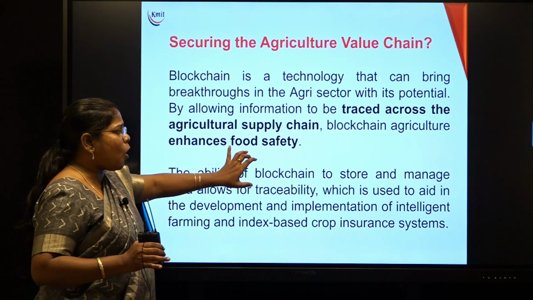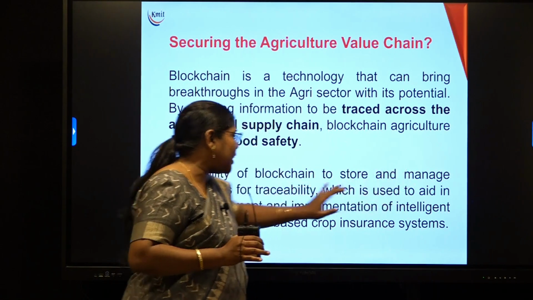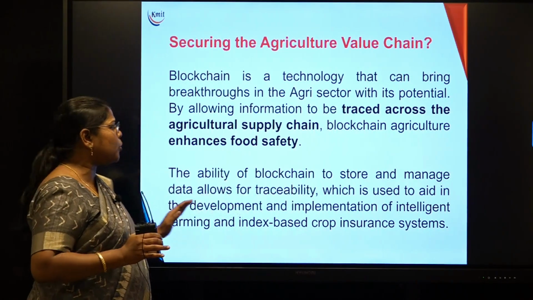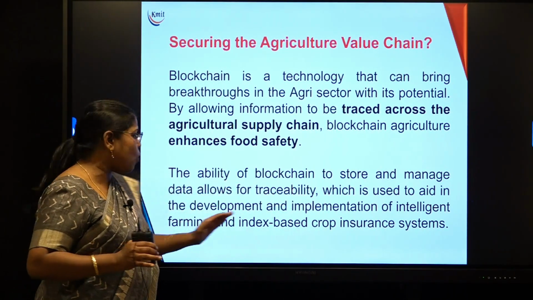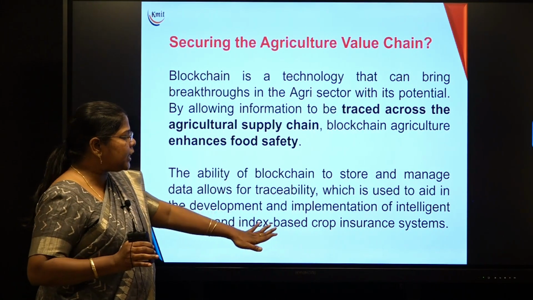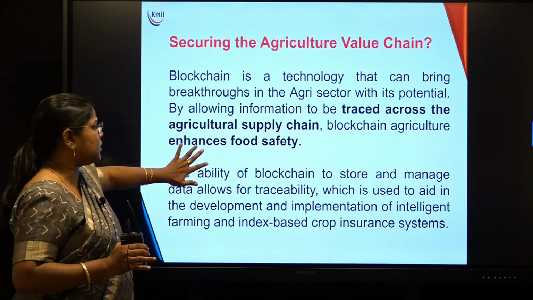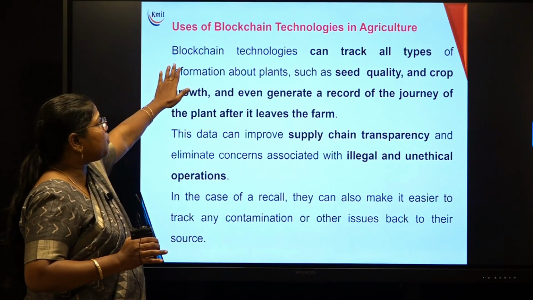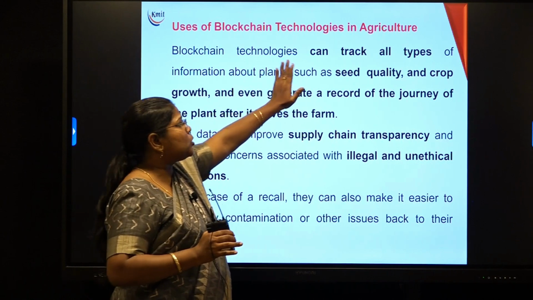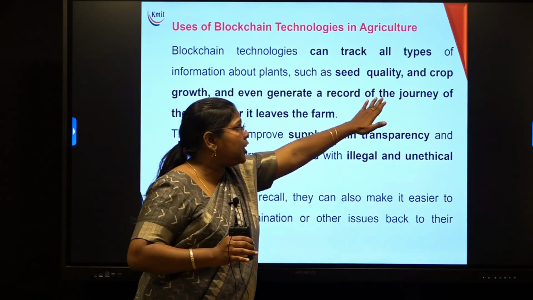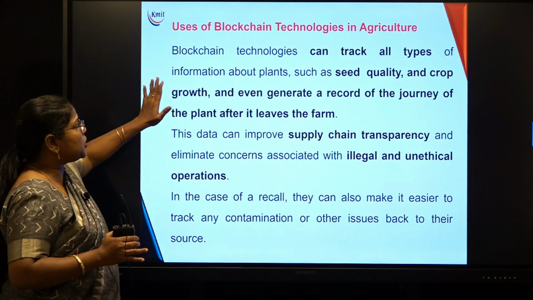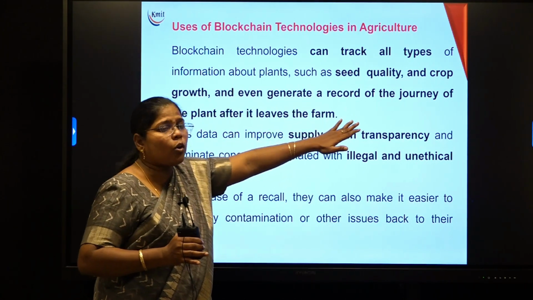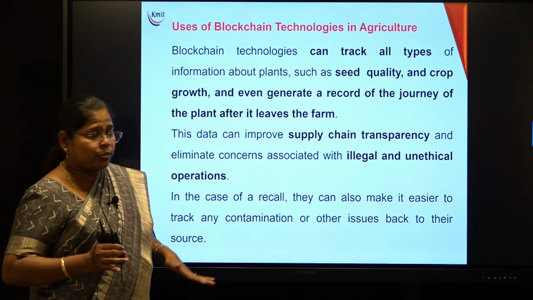The ability of blockchain to store and manage data allows for traceability, which can be used to aid the development and implementation of intelligent farming and index-based crop insurance systems. It can also track all types of information about the plants. It provides information about the seed quality and about the growth of the plants. It also generates a record of the journey of the plant after it leaves the farm.